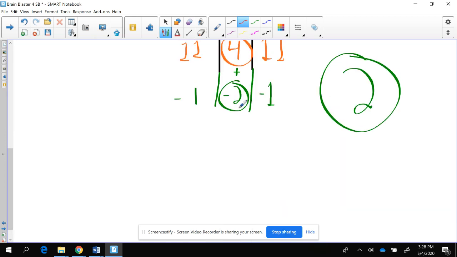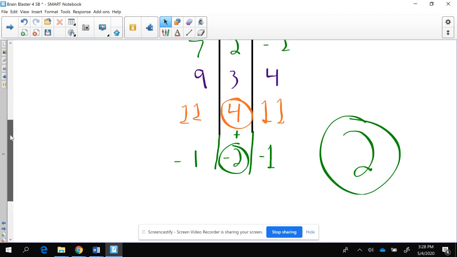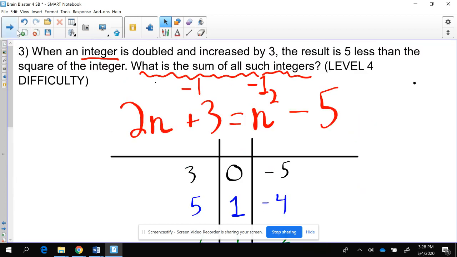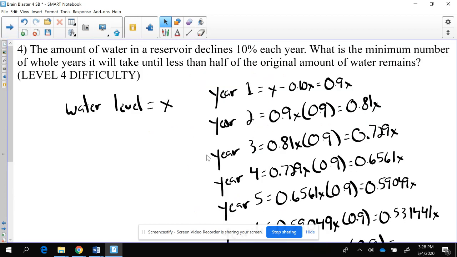So the sum of the two numbers that do work is 4 and -2. And so your answer is 2. 4 plus a -2 is 2. Very difficult problem. That should be a level like 6 in my opinion. All right, we have one more.